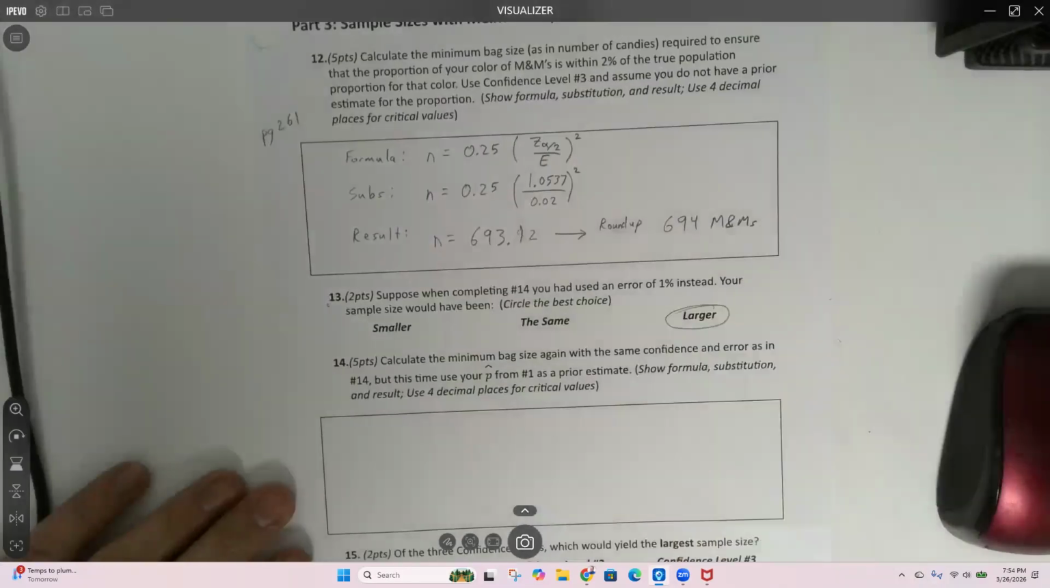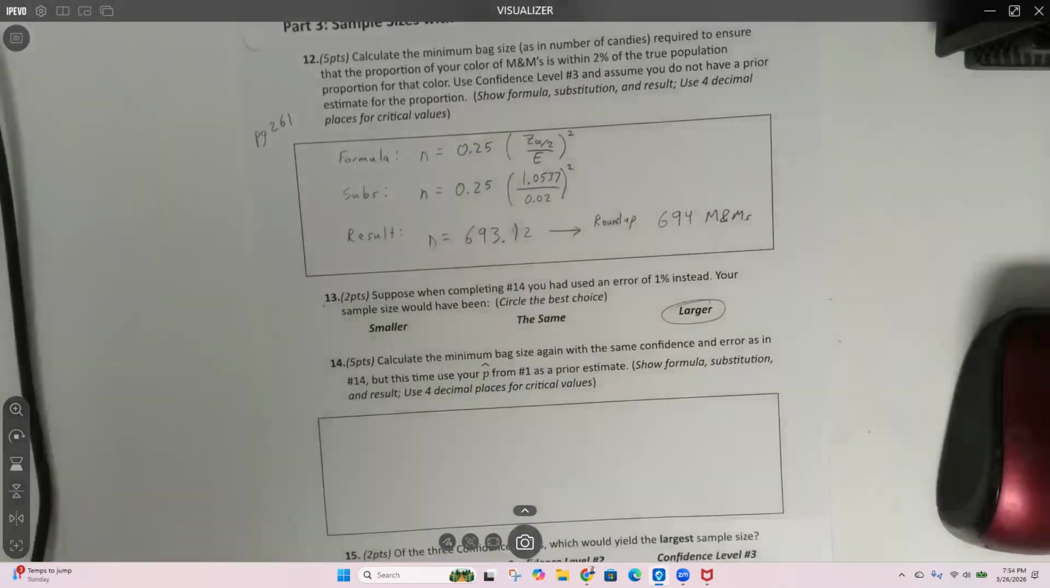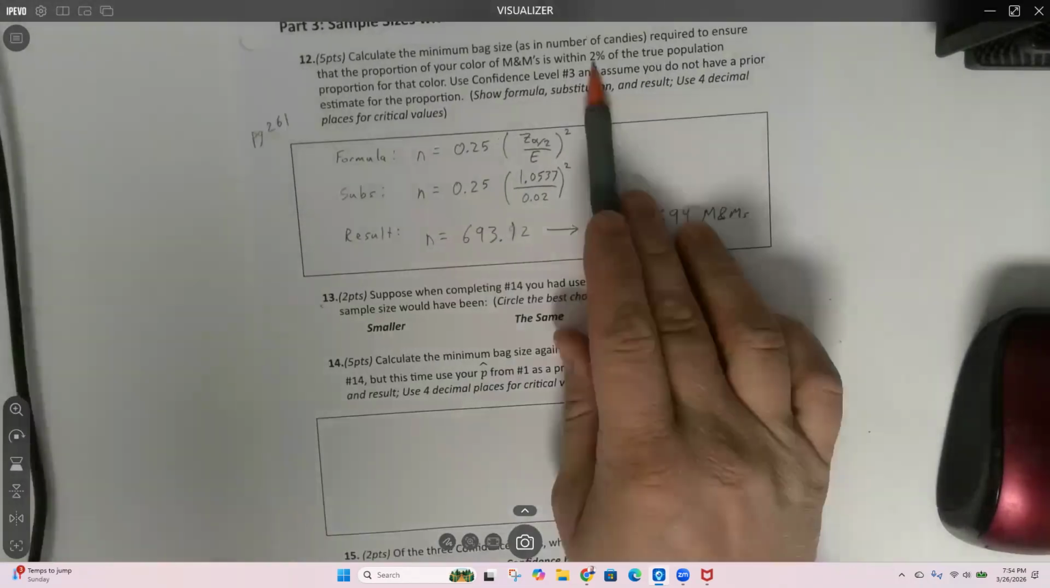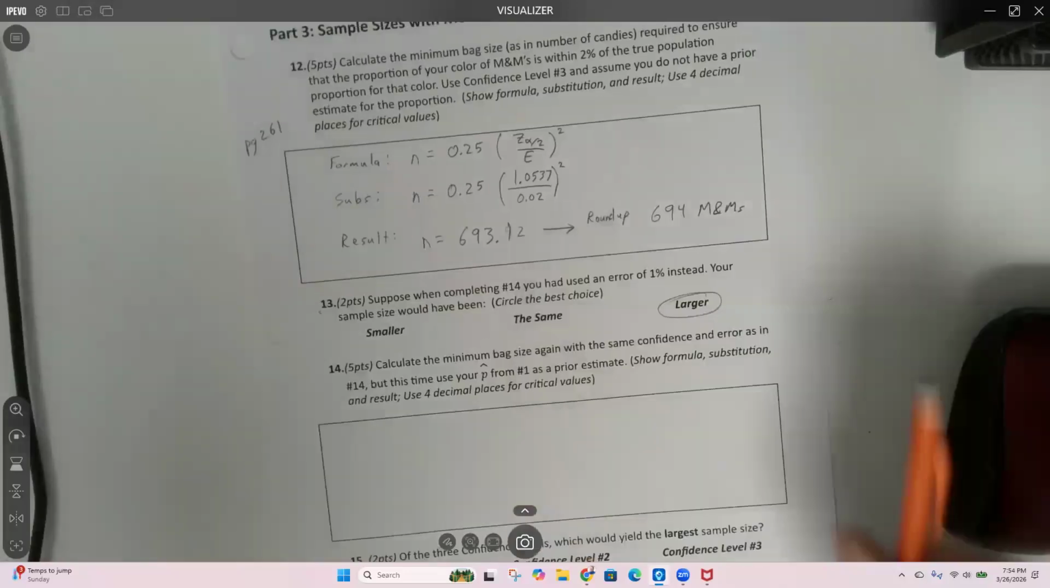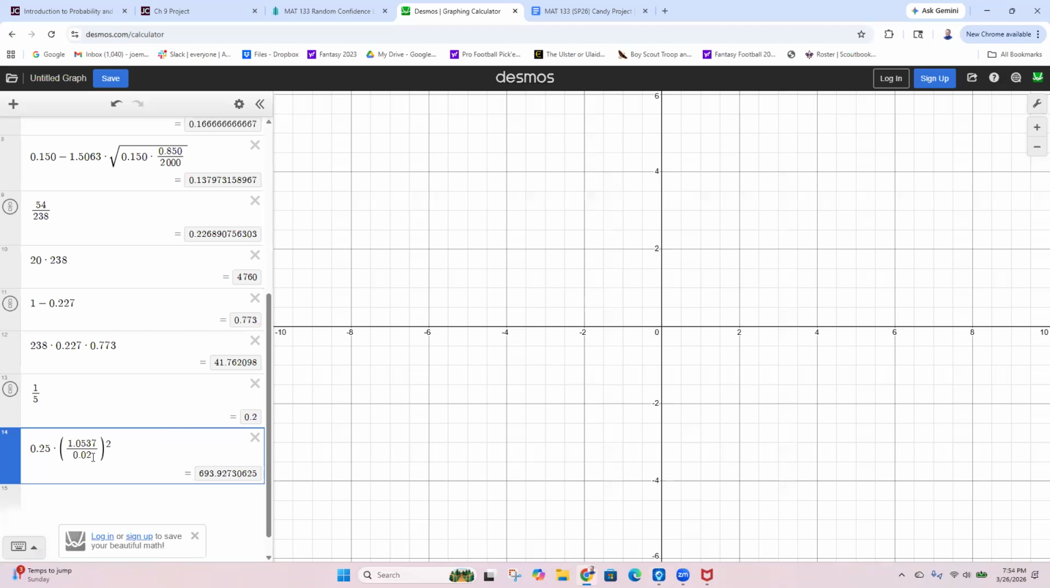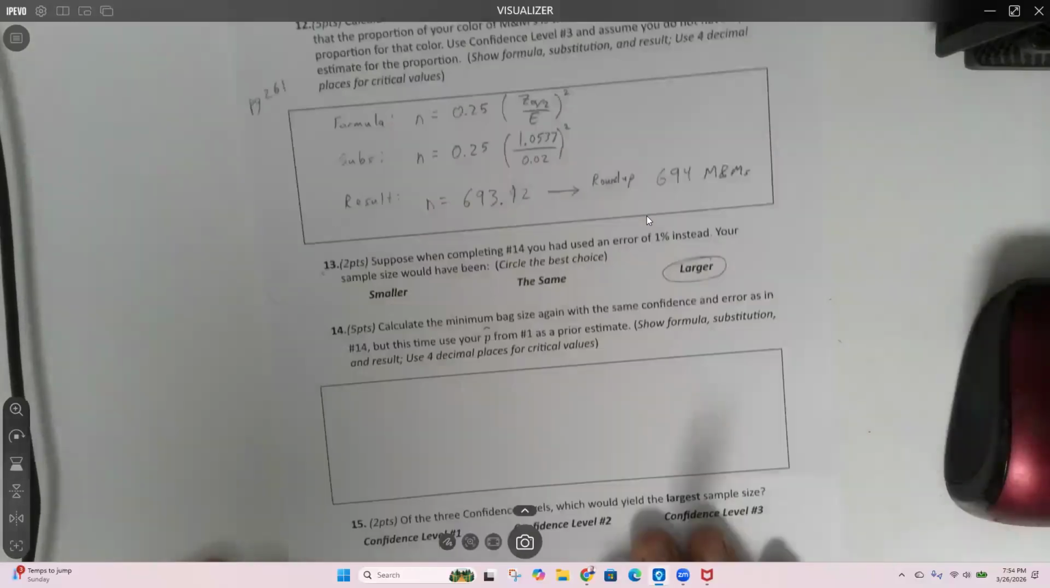It is larger. Why is it larger? You'll remember that a larger sample size means you will be more accurate. So instead of having a 2% error, a 1% error is more accurate. Okay. If you want to see it, I can show you. So if instead of a 2%, it had been 1%, now instead of sampling 600 M&Ms, I'm sampling 2,000 M&Ms. So it's much larger. Okay.